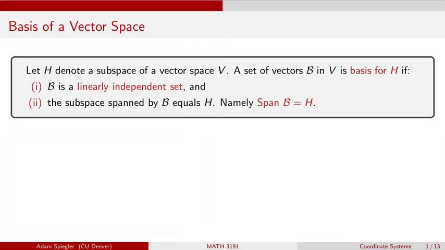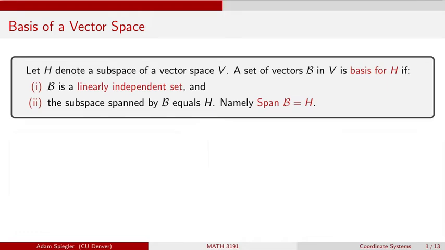So to get things started, let's just review the definition of a basis. If I have some subspace H of a larger vector space V, then a set of vectors from this vector space V is going to form a basis for this subspace if this set of vectors is linearly independent. So in other words, no vector in the set can be written as a linear combination of the other vectors in the set, and the subspace spanned by the set of vectors B equals all of the space H.